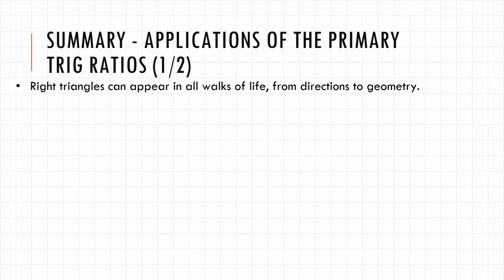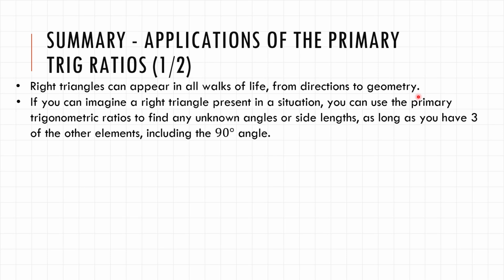Right triangles appear all over the world in all sorts of walks of life, from choosing directions to using geometry. If you can imagine a right triangle present in that situation, then you can use the primary trig ratios to find out any of the unknown angles or any of the side lengths, as long as you have three of the other elements. When I say elements, I mean angles or side lengths. And because we're talking about right triangles, we can include that 90-degree angle as one of the three. So you only need two more.